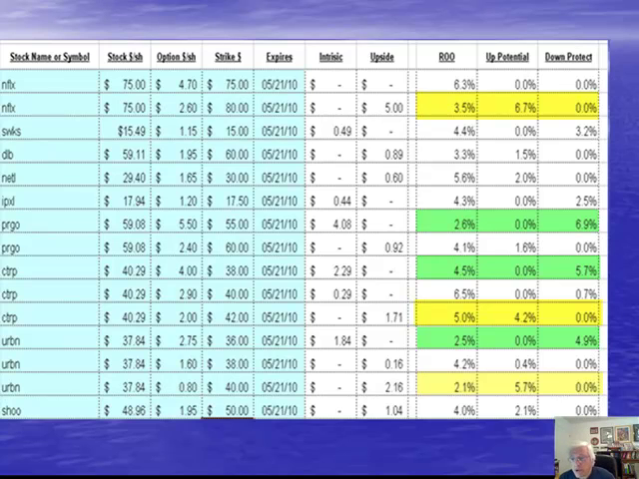Now the green rows show stocks that offer no upside potential but downside protection. Those are for in-the-money strikes that have intrinsic value. So for example, if you look in the middle of the page at CTRP, you see that the return on the option with just the time value or profit is 4.5%. Not bad for 1 month. And it offers downside protection of 5.7%. So what that means is the 4.5% 1 month profit is guaranteed as long as the price of the stock does not depreciate by more than 5.7% in that month.